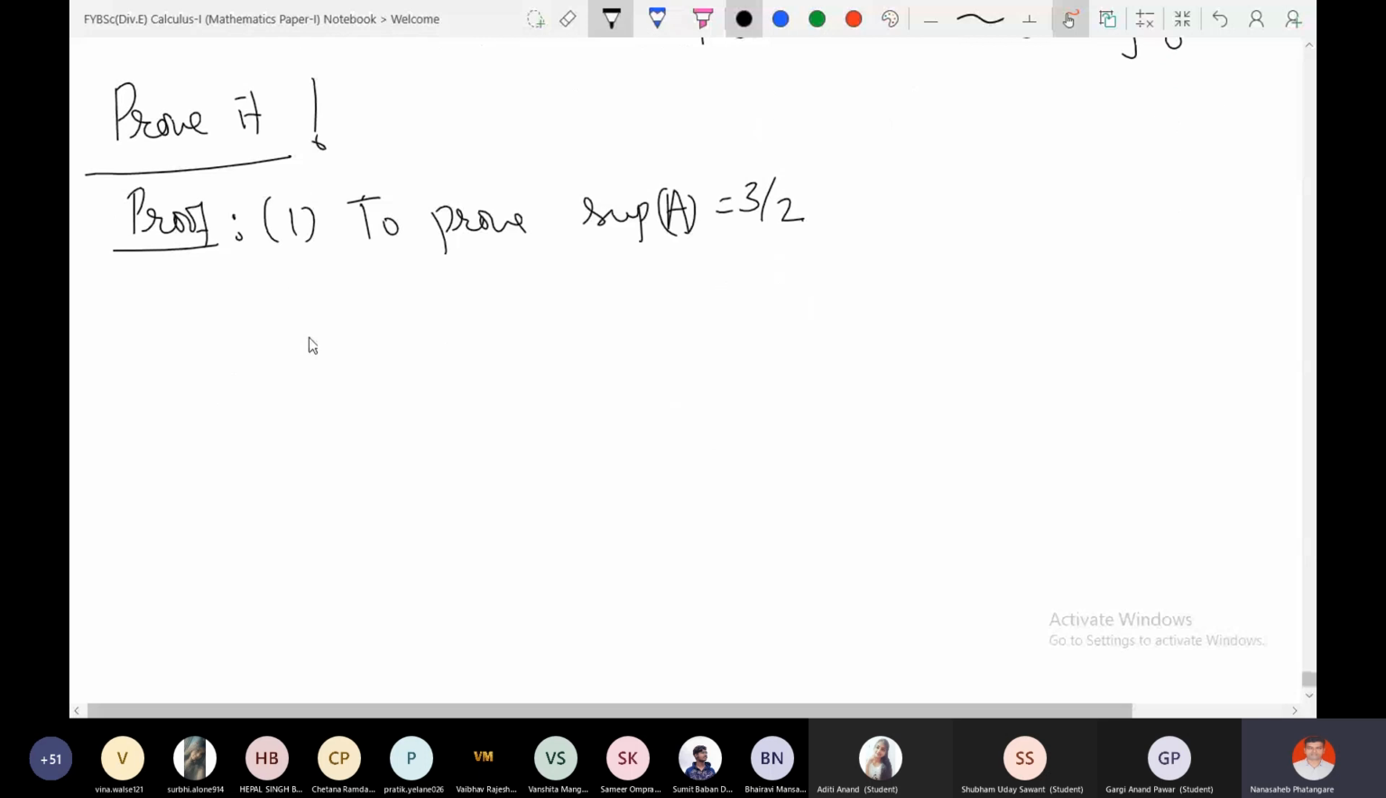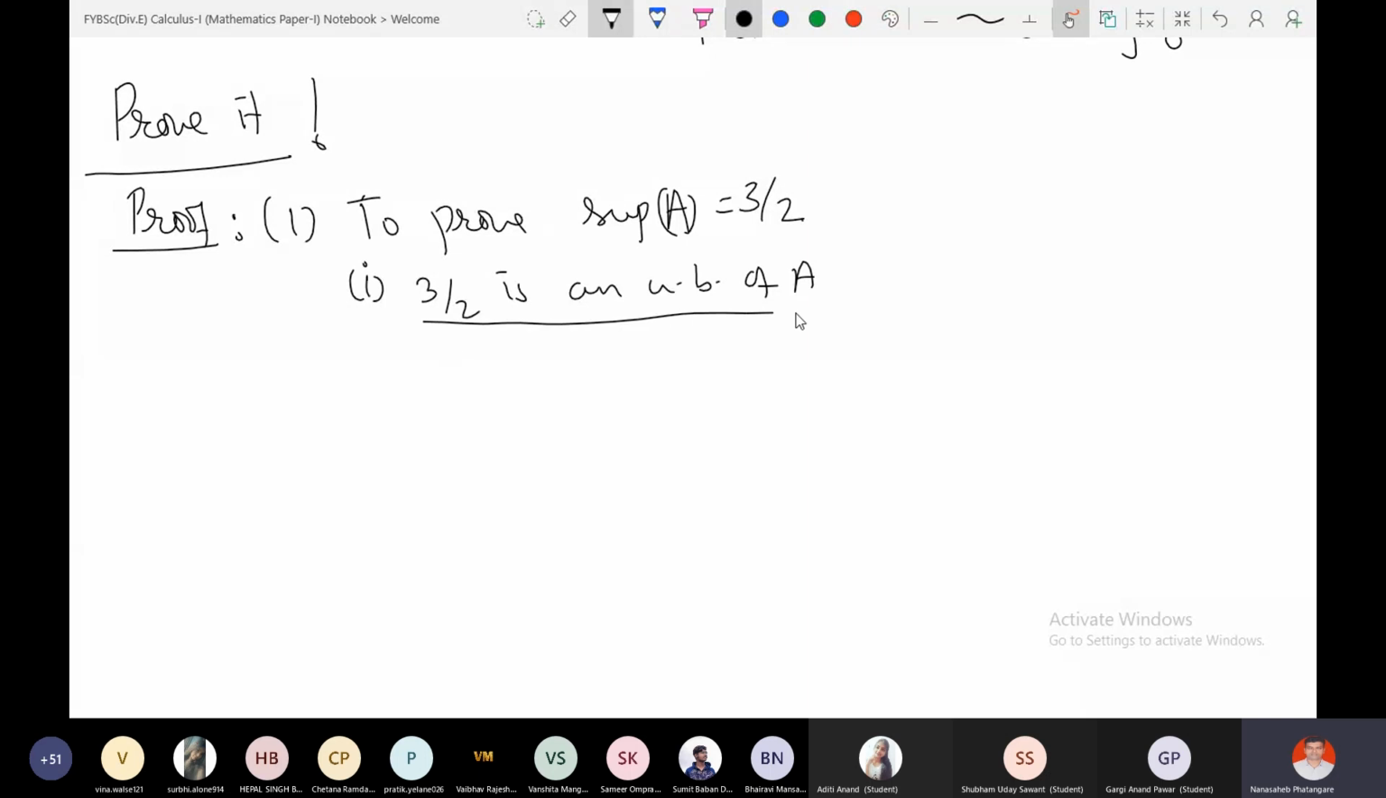So when we want to prove something is a supremum, what is the first step? 3 by 2 is an upper bound of A. This is the first step: prove that it is an upper bound. Why is it an upper bound?